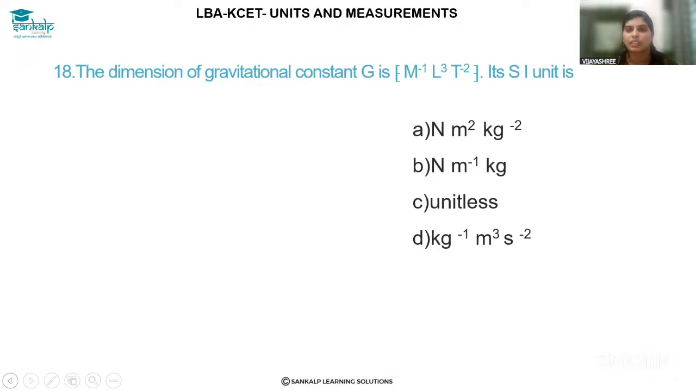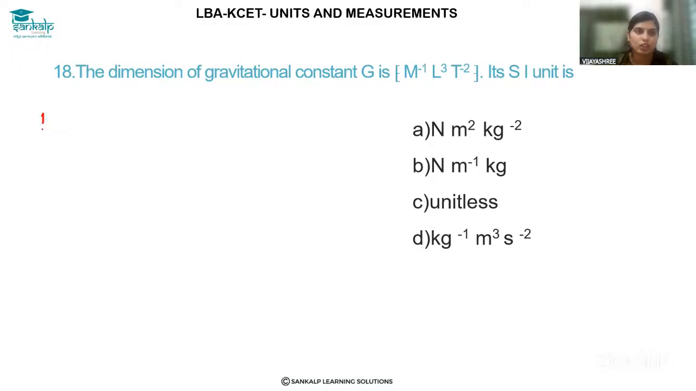Option A, Newton meter square kg raised to minus 2. Option B, Newton meter raised to minus 1 kg. Option C, unitless. And option D, kg raised to minus 1 meter cube second raised to minus 2.